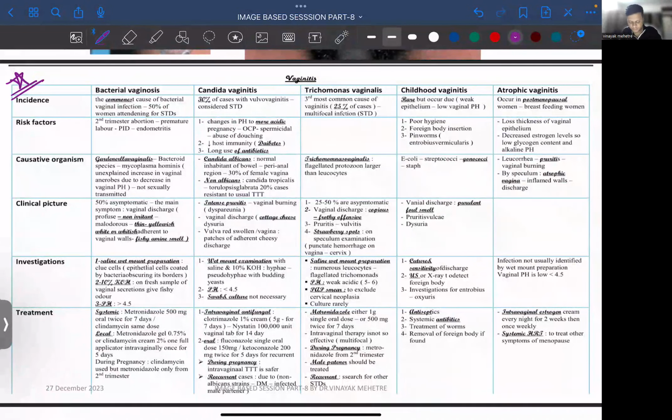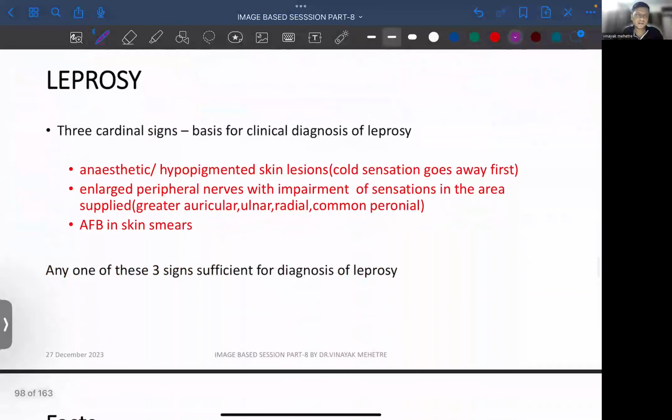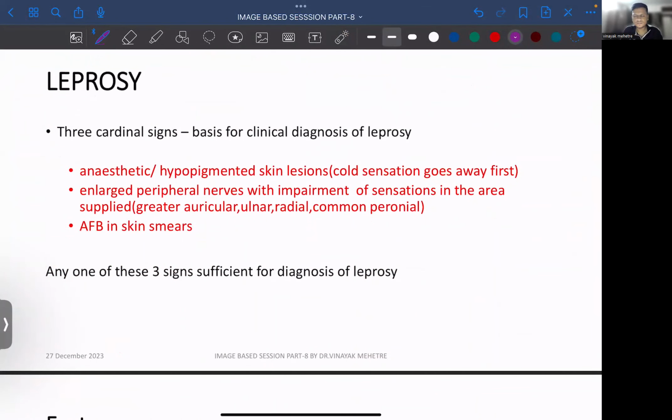We will go faster because it's already 2 hours. Leprosy: they will ask you this time, what is the cardinal sign or triad of leprosy? We should have a hypopigmented skin lesion, enlarged peripheral nerve, and acid fast bacilli positive. This is the cardinal sign of leprosy, and this was your recent question.